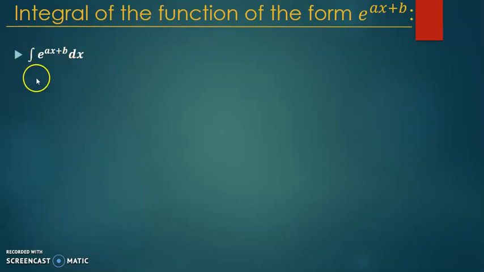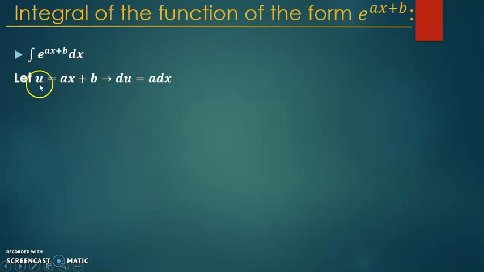So let's start with this one. I'll take the substitution to be the power, so ax plus b, and I'll see if it works. Let u equal ax plus b, then du would be the derivative. The derivative of ax is a, and this will be 0 because a and b are constants. And don't forget the dx. So du is equal to a dx.